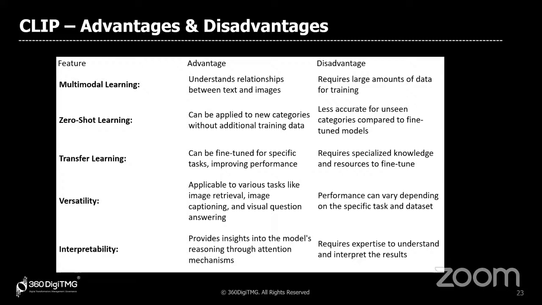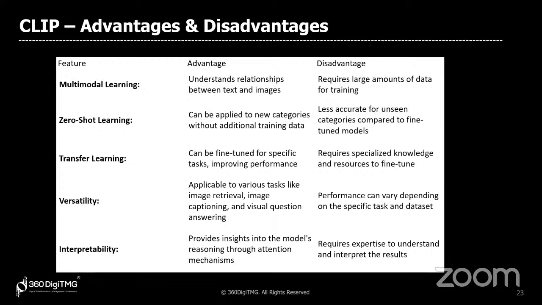Then there is transfer learning. Transfer learning can be fine-tuned for specific tasks, which improves performance. Then the disadvantage related to this is it requires specialized knowledge and resources to fine-tune that.